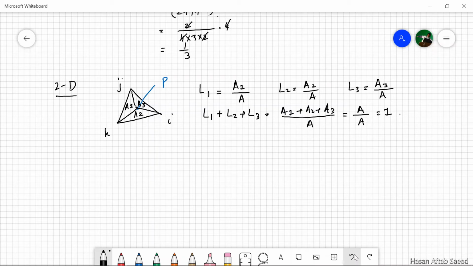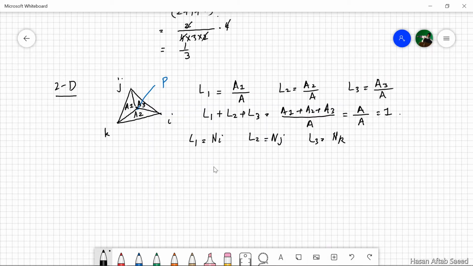So we have seen that natural coordinates also vary from 0 to 1. 0 is the minimum value, 1 is the maximum value, and this 0 and 1 happens on the three nodes, and anywhere including the nodes the sum of the three natural coordinates is 1. So we are justified in saying that L1 is equivalent to Ni, L2 is equivalent to Nj, and L3 is equivalent to Nk.